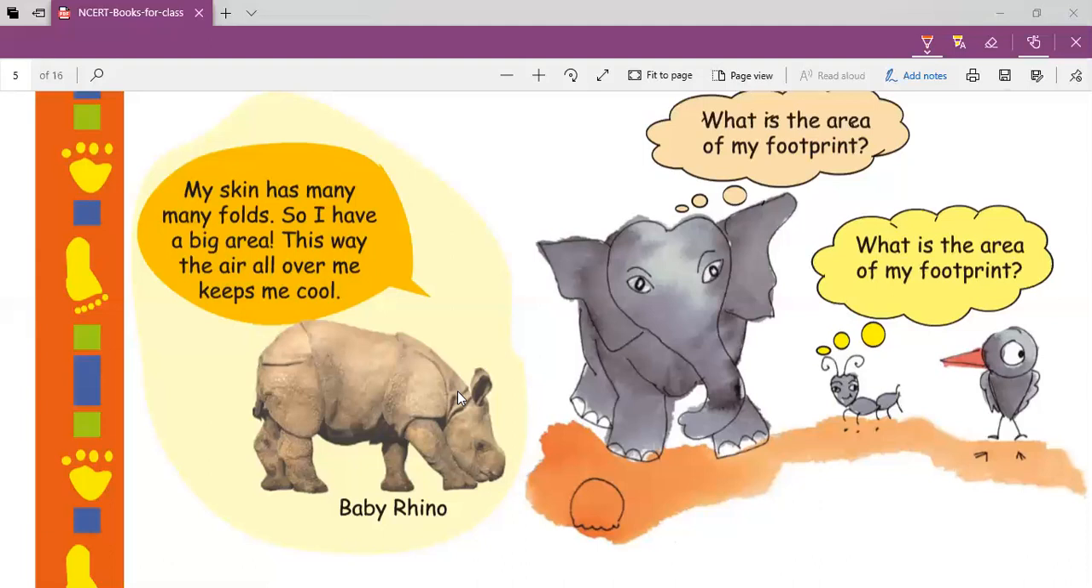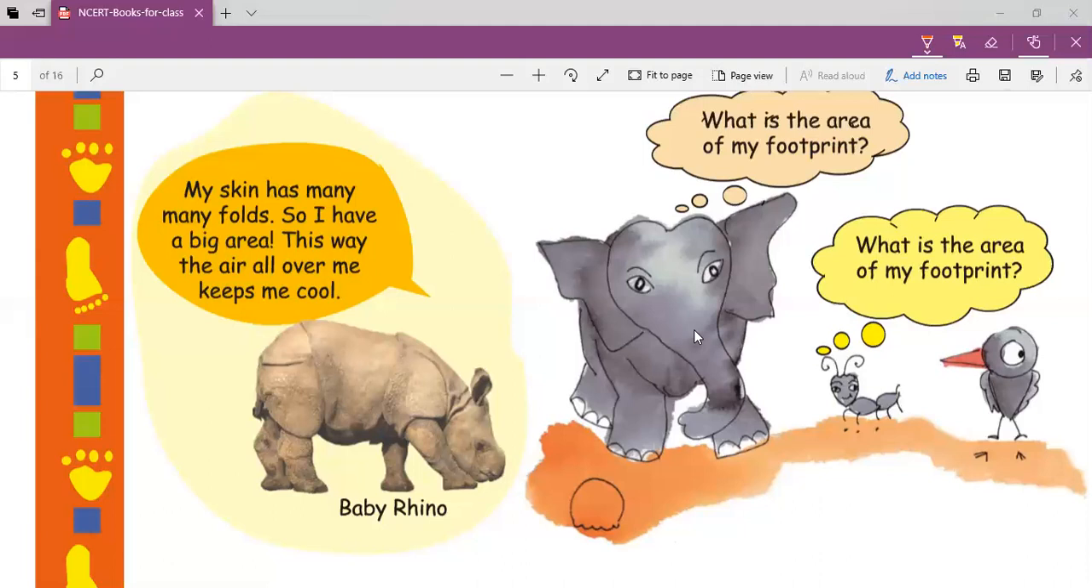Okay, in the same way, the baby rhino is saying, my skin has many folds, so I have a big area. You can see the folds. Many folds are there on a rhino's skin, and so it is covering a big area. This way, the air all over me keeps me cool. When the folds are there on the body of that baby rhino, it keeps them cool. Next, what is the baby elephant saying? What is the area of my footprint? Now he is asking, what will be the area of my footprint?